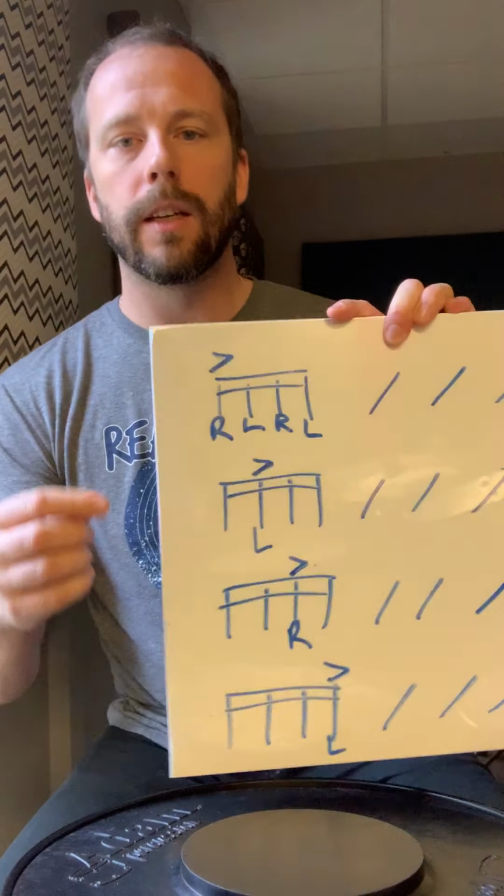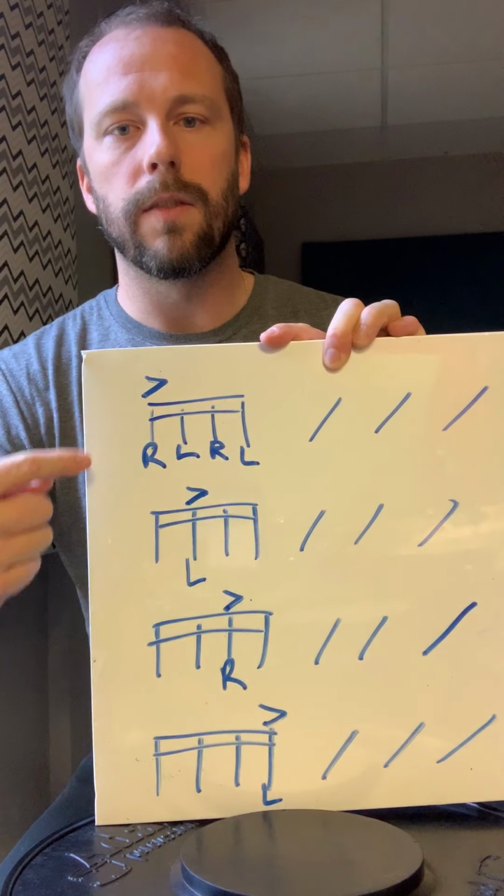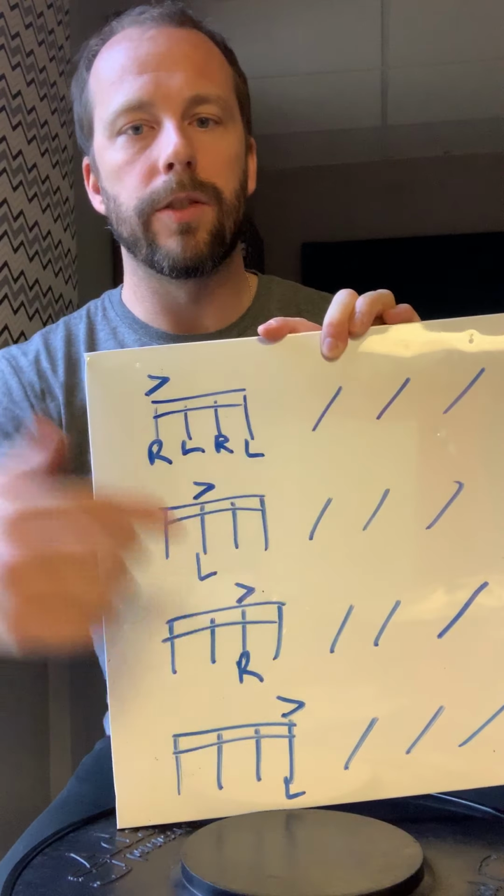Okay, so I did each figure 4 times, like one measure of music. So each figure is done 4 times. So there's 4 measures of music here with shorthand.